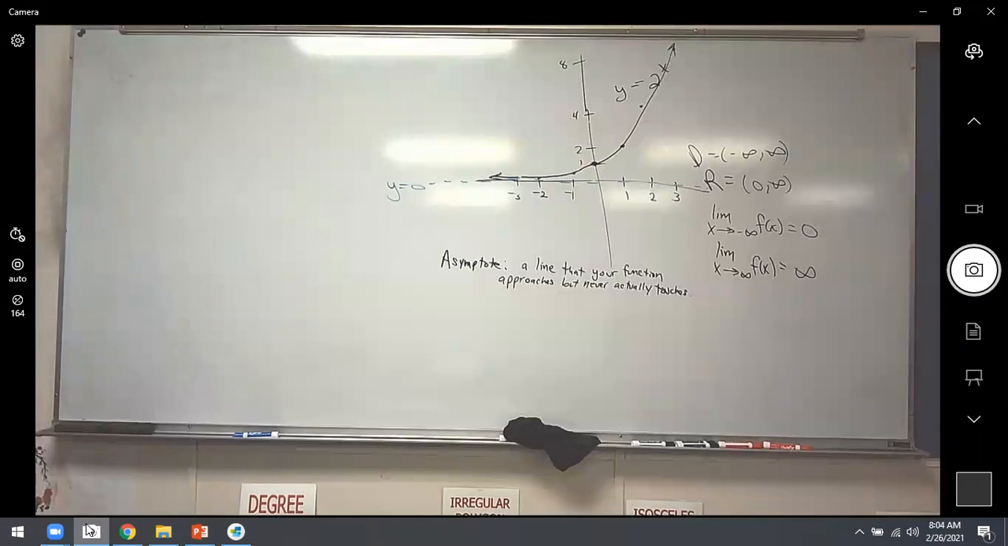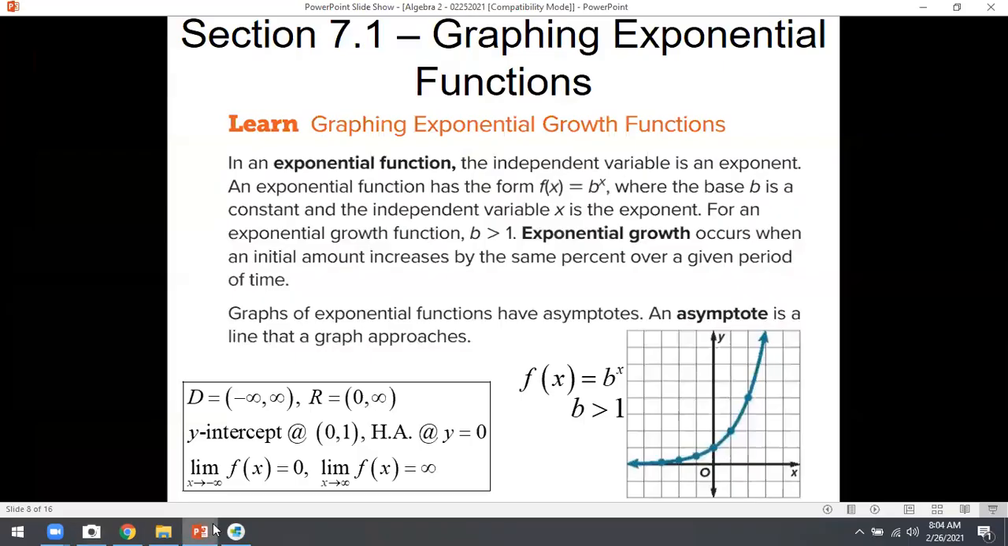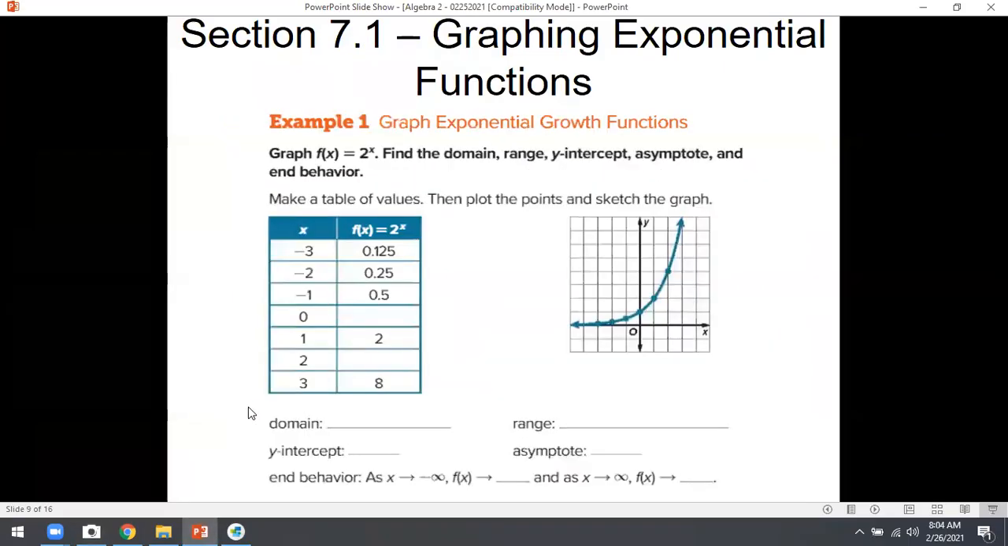Any questions over the basics? Anything at all? All right. So that's kind of what that all is about. And that summarizes that slide right there. Let's take a look at a graph.